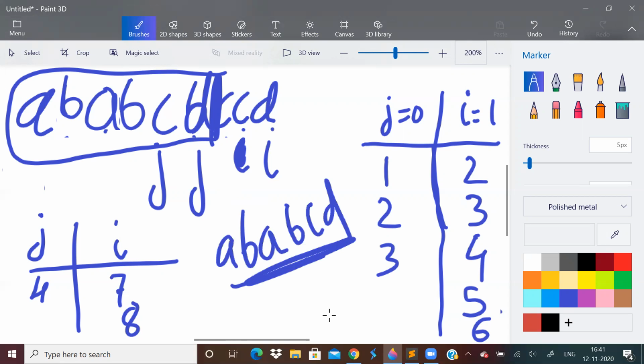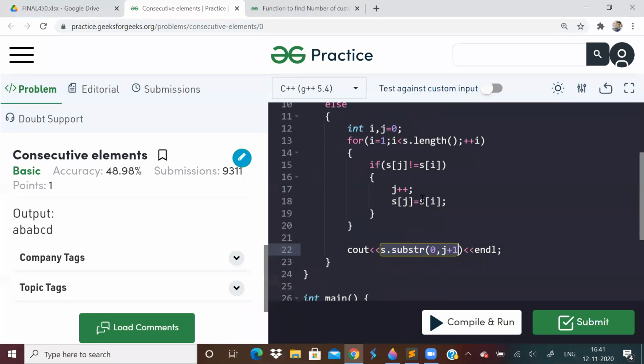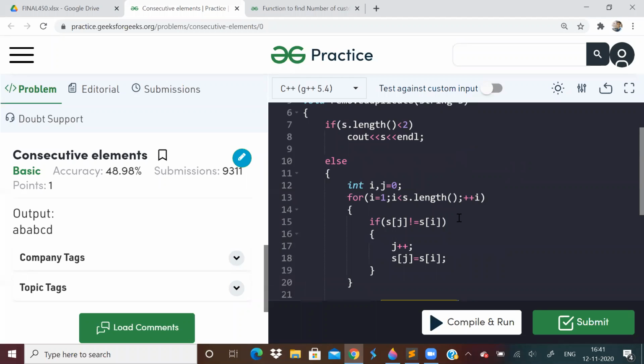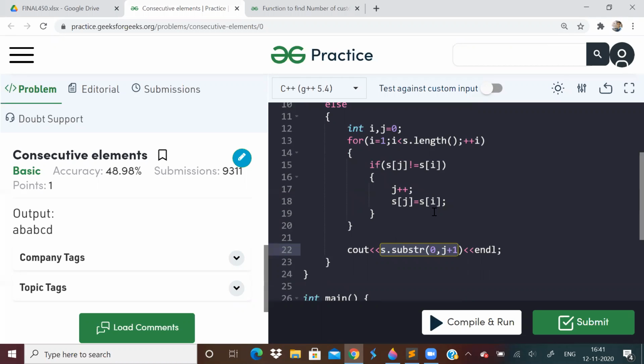So this is how we can do it in O of n time and O of 1 space. We are not using extra space. We are manipulating the input string only. We are just making modifications in the input string. Okay. So I hope I was clear in this explanation.